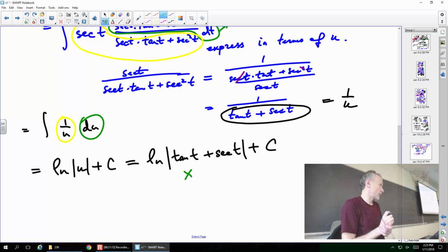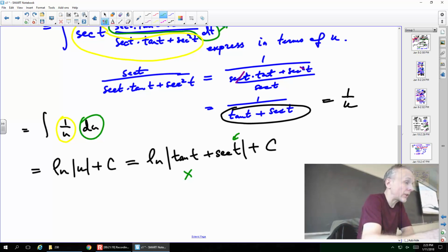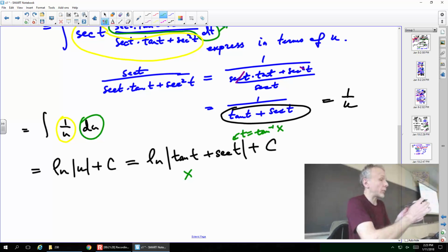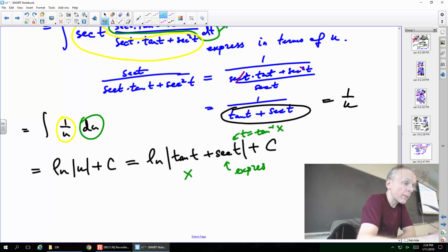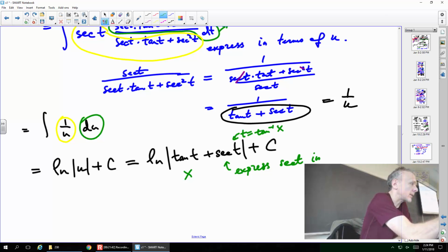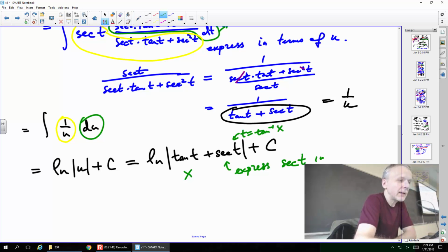But what about secant? I'm not going to write this. I don't want to substitute t, even though we know that t is equal to the inverse tangent of x, because it's unacceptably complicated, especially since we already know how to simplify. So the plan then is to express secant t in terms of x, which is tangent t.